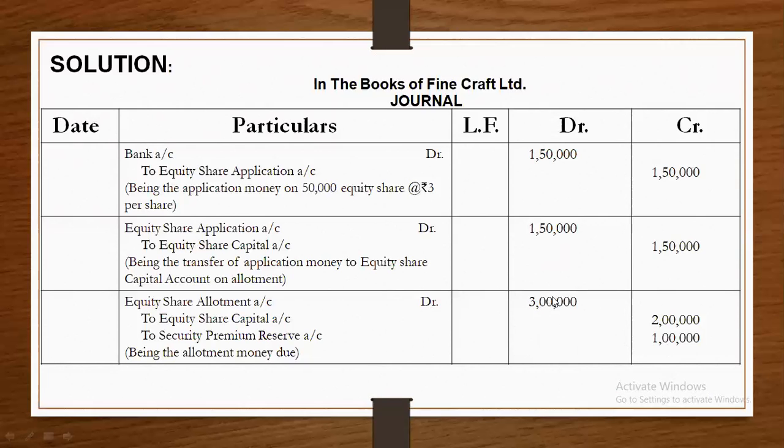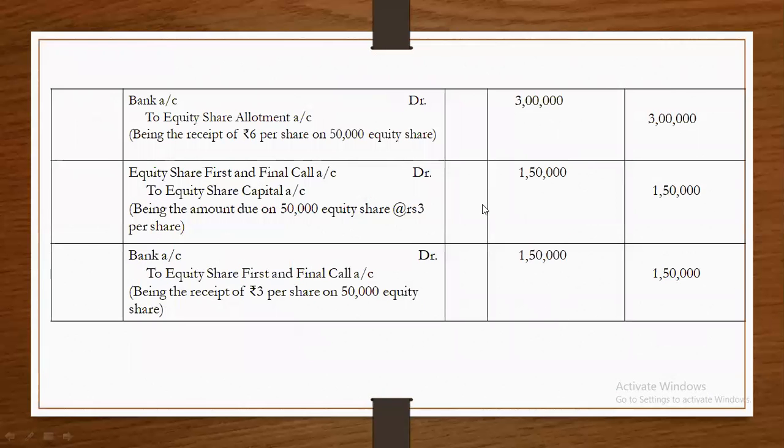Since the whole amount is received, this 3 lakh will be recorded like this: bank account debit to equity share allotment account, on 50,000 shares at the rate of rupees 6, this will be 3 lakh. Then students, first and final call will be due on 50,000 shares at the rate of rupees 3.